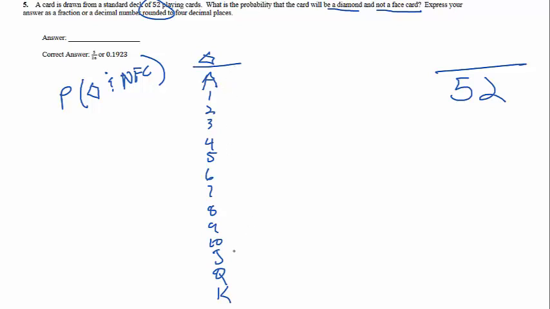Now, how many of these are not face cards? Well, the jack, the king, and the queen are face cards, so they've got to go. Gone, gone, gone. So we end up with a total of 1, 2, 3, 4, 5, 6. Wait, I counted this guy twice because the ace is our 1. So this is going to be the ace, right? Okay, let's do it again. 1, 2, 3, 4, 5, 6, 7, 8, 9, 10. 10 are the total that I'm interested in.